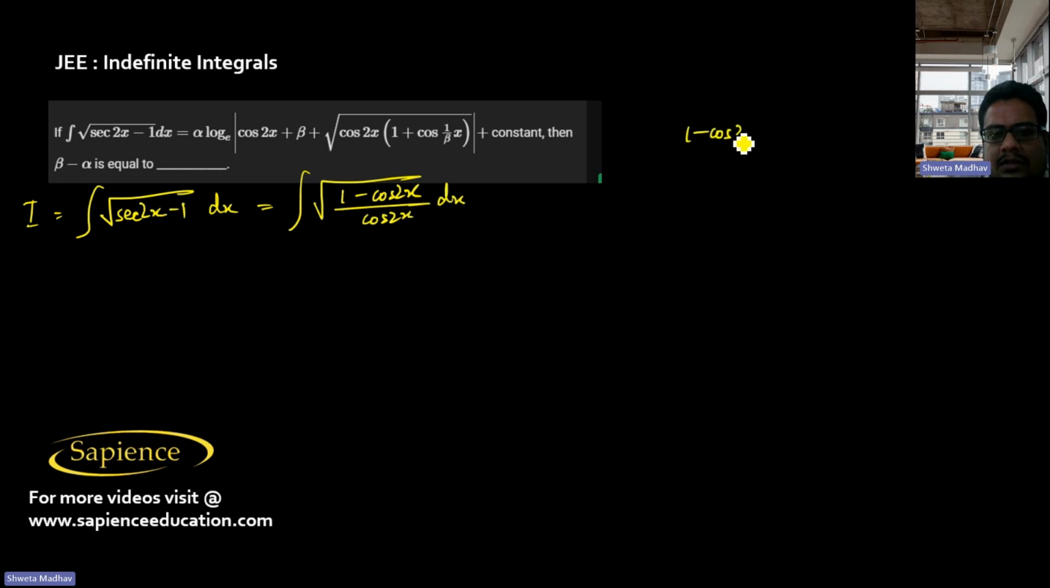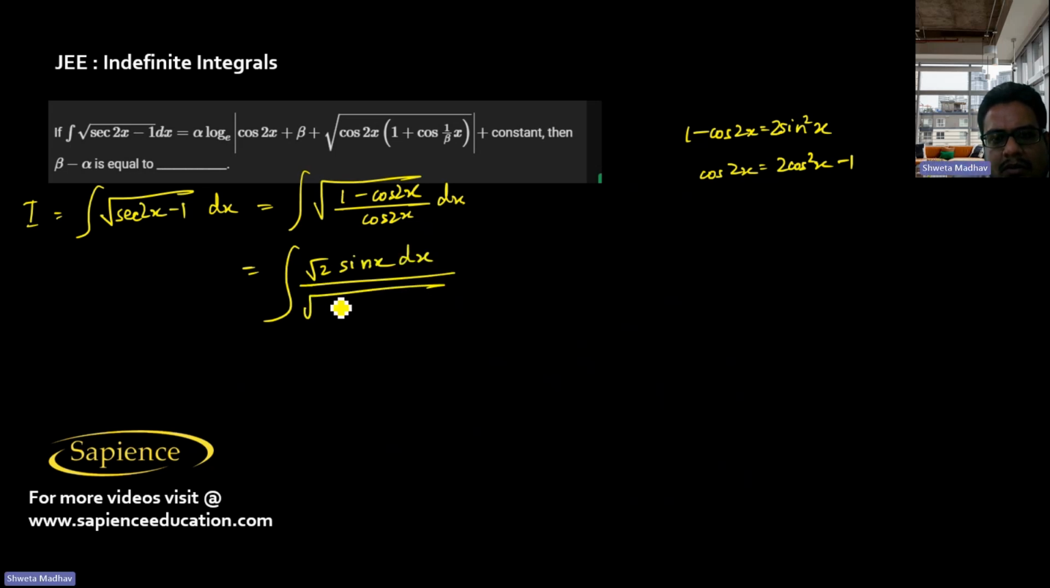Now 1 minus cos 2x, I can say is equal to 2 sine square x. And cos 2x again, we can write as 2 cos square x minus 1. So this will be the integral of square root of this, so root 2 sine x dx by root over 2 cos square x minus 1. Now here we make a substitution: let root 2 cos x equal to t.